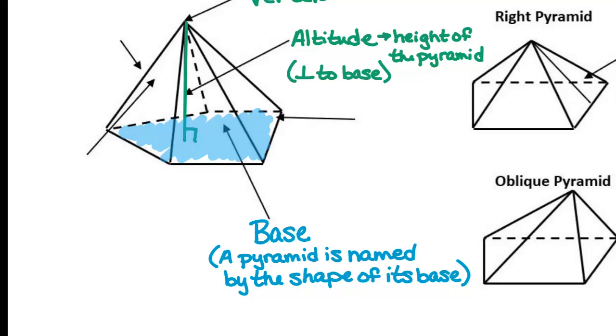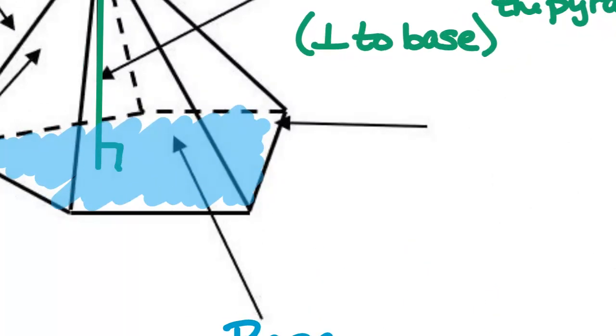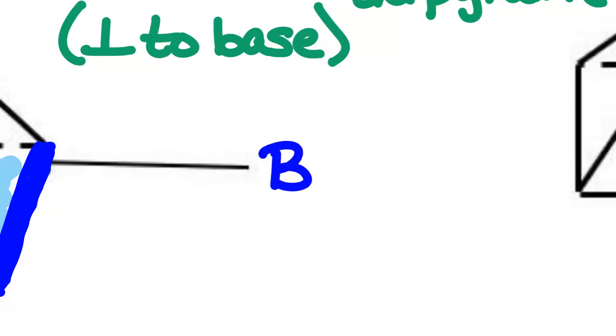What about this one that I have right here? What shape is that base? Square. So this would be a square pyramid. These edges right here that touch the base, we call those base edges.